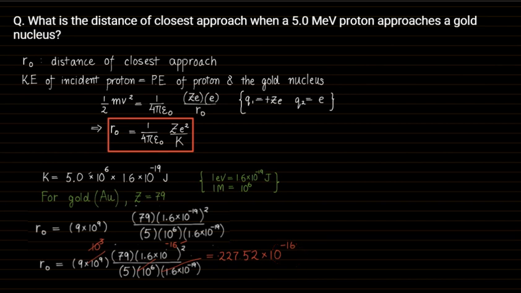I can send this decimal, so I can write this 227.52 as 2.2752 times 10 to the power 2 multiplied by 10 to the power minus 16. If I combine this 10 to the power 2 and 10 to the power minus 16, I can write 10 to the power minus 14. So my answer is 2.2752 times 10 to the power minus 14. Okay, so I can round off this one as 2.28 times 10 to the power minus 14.